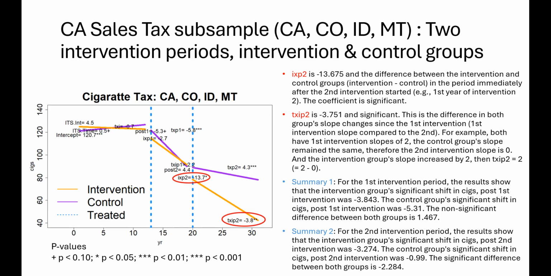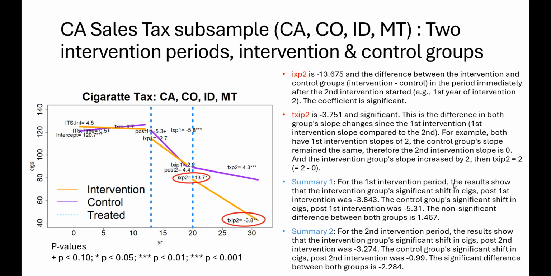There's been a big drop by about 4 more packs in California versus the rest of these 3 states. So there's a bigger decrease for California than the other 3 states. So now we can read the summary, and we see that for the first summary, that represents what we're seeing in that middle period between the 2 blue vertical bars.